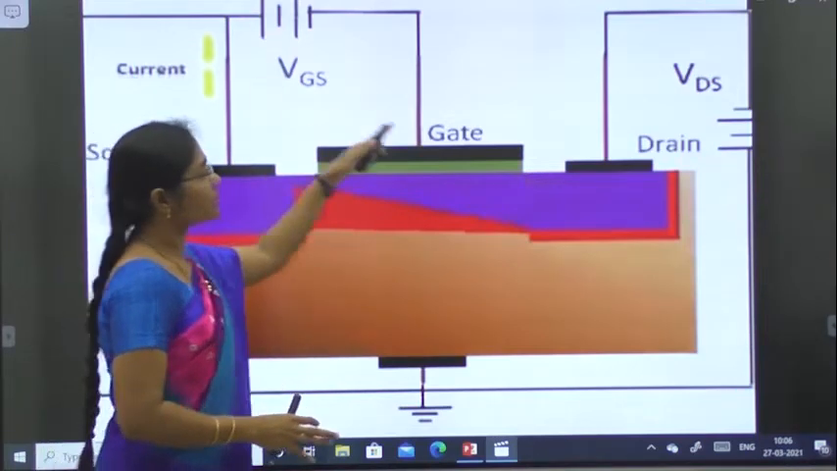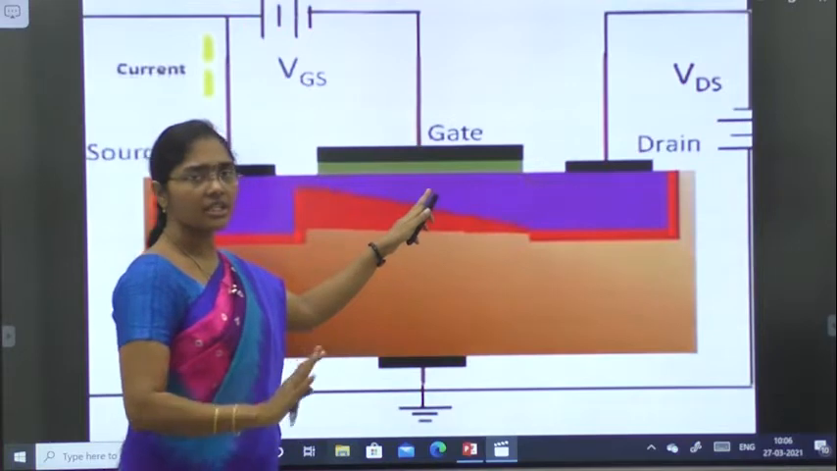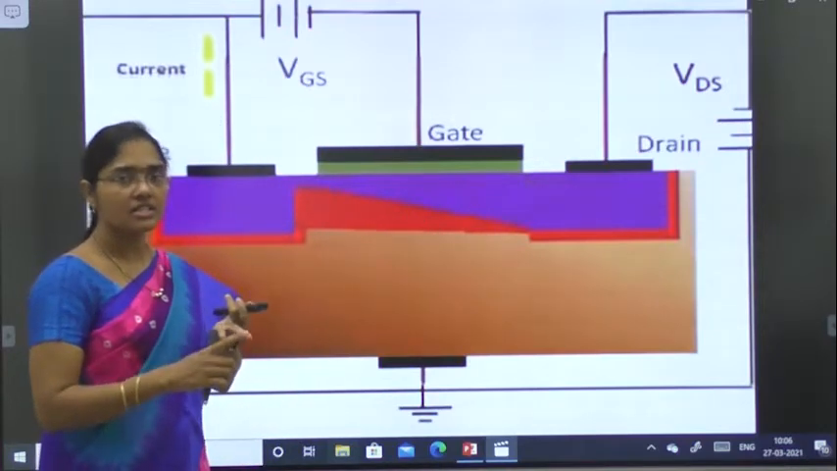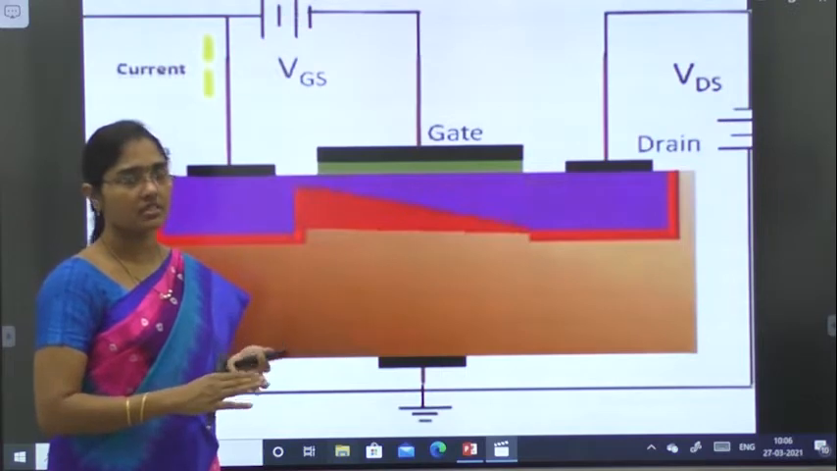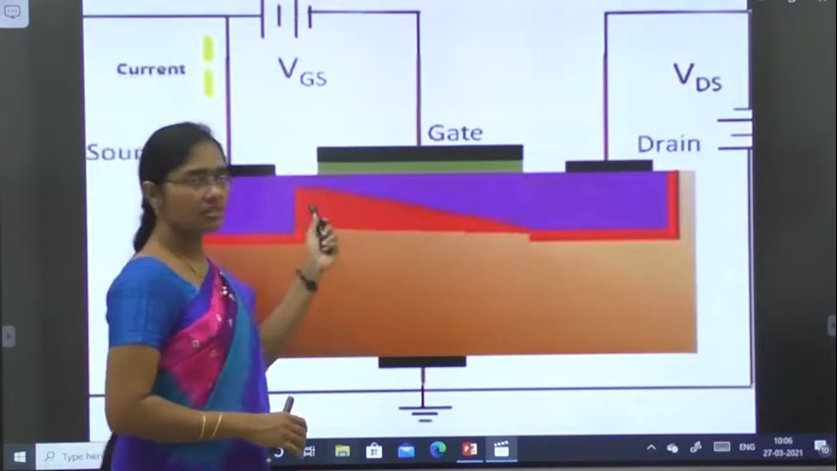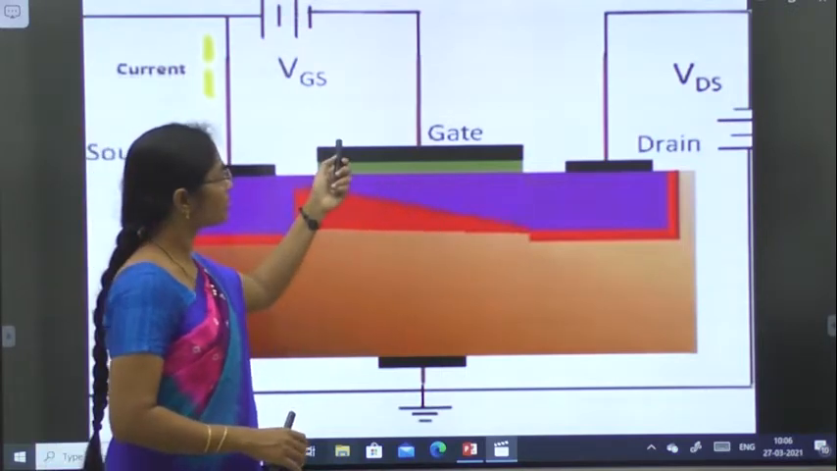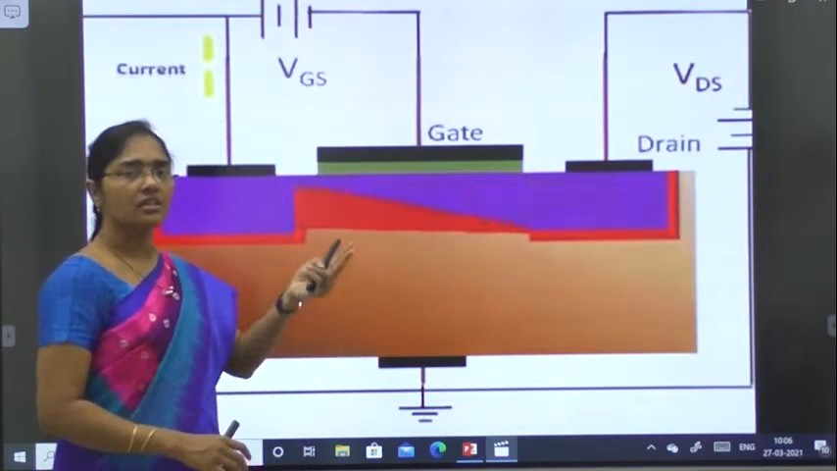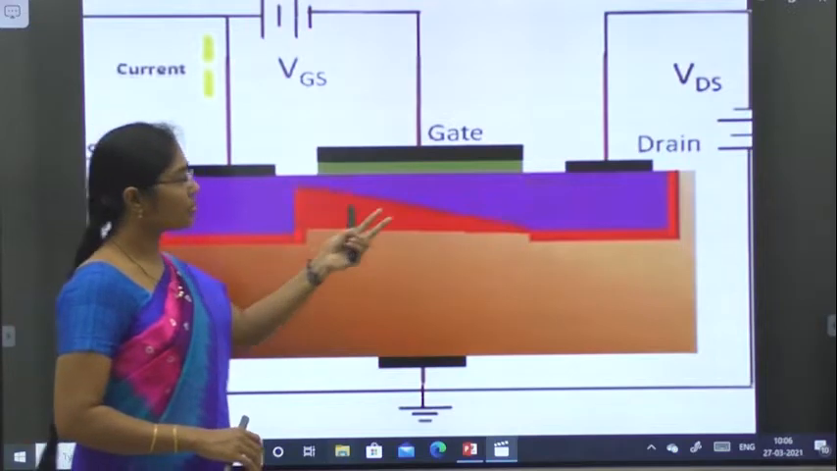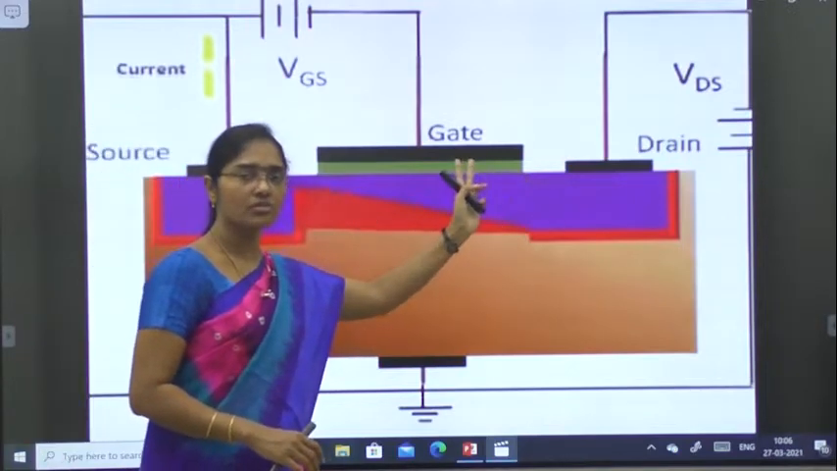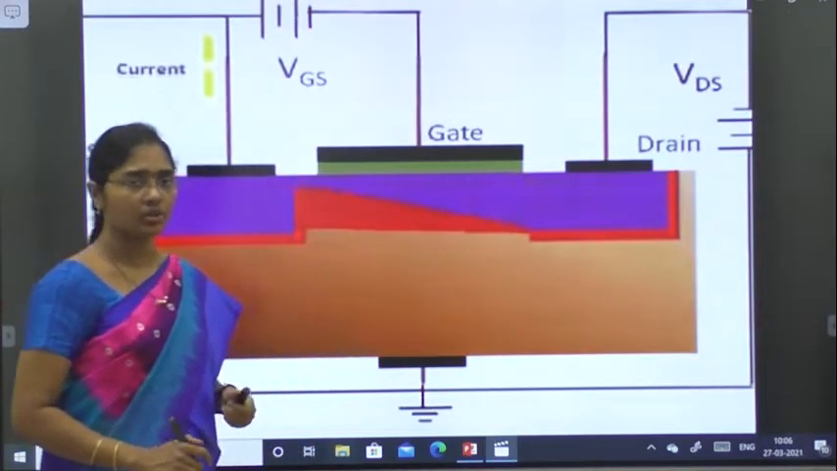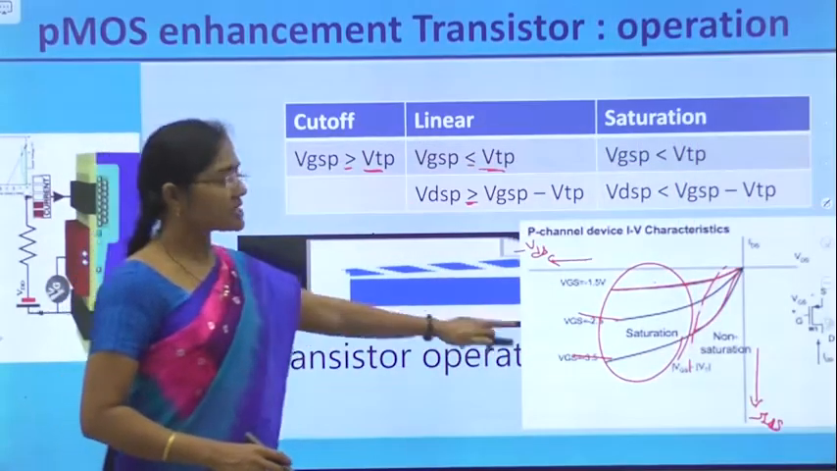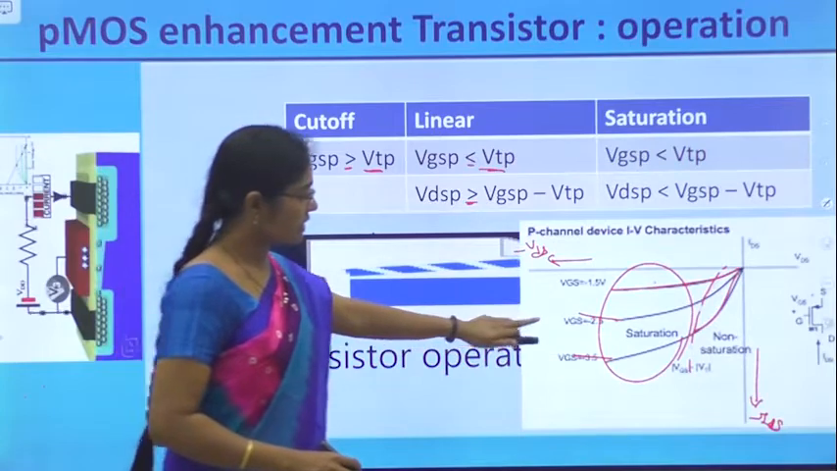Then, as per the negative potentials applied, the operating conditions are the same: the cutoff region, the non-saturation region and the saturation region. In the non-saturation region, the current varies depending upon both VGS and VDS. In the saturation region, the current is constant and depends upon the value of VGS only, not on the drain potential. So this is the pMOS enhancement transistor operation which we have seen.